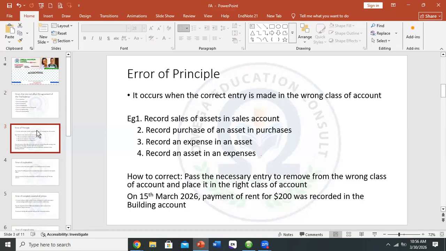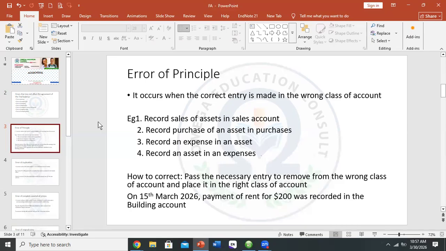Maybe the business bought an asset, and instead of the accountant recording it in an asset account, he recorded it in the expense account. So an asset cannot be in an expense account. So that is an error of principle. Likewise, an expense cannot be in an asset account. Even if you pay for repairs or building, it's an expense, so you open a repairs account. You can name it repairs or buildings account, but it's still a repairs expense. You don't put it in the building asset account.